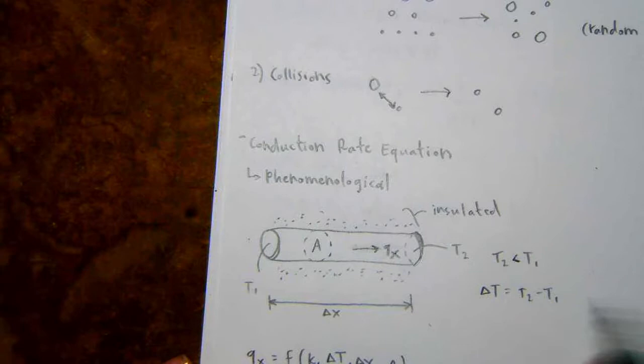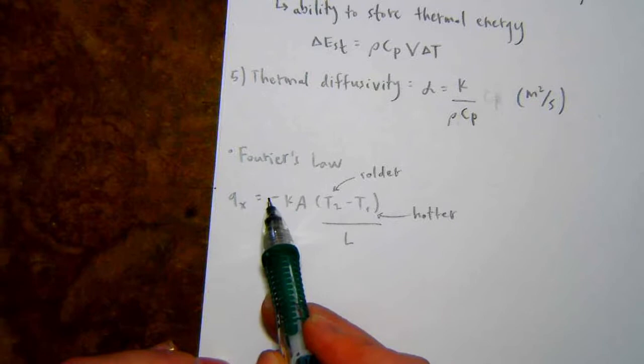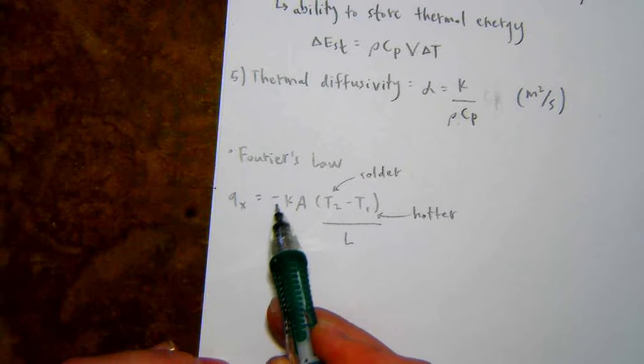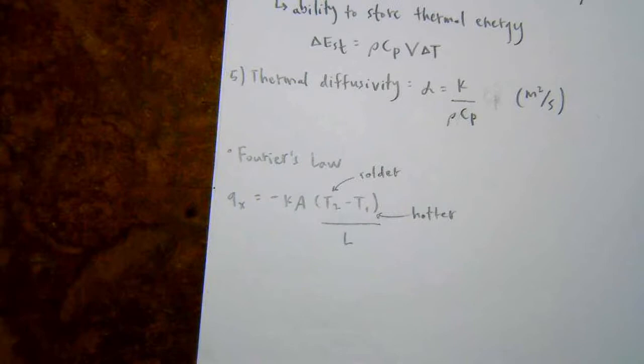Okay, so to correct for that, we have a negative in front of the conduction equation. So then we always have a positive heat rate. Okay. Straightened out? Cool.